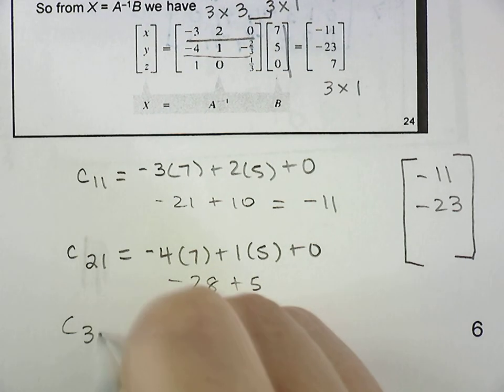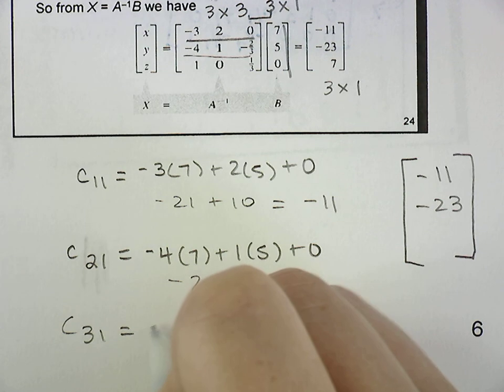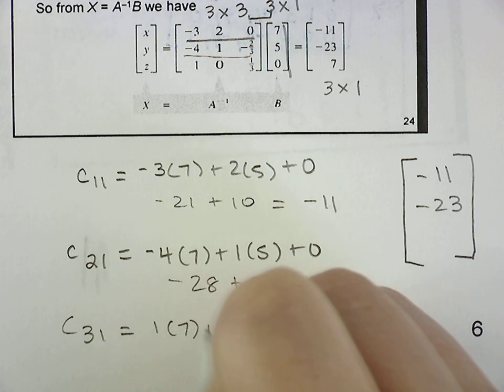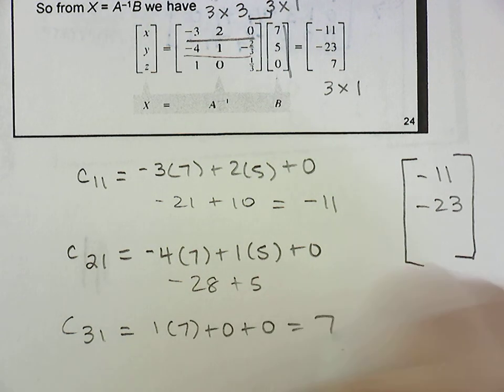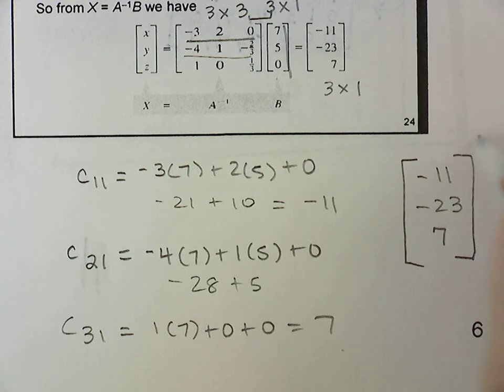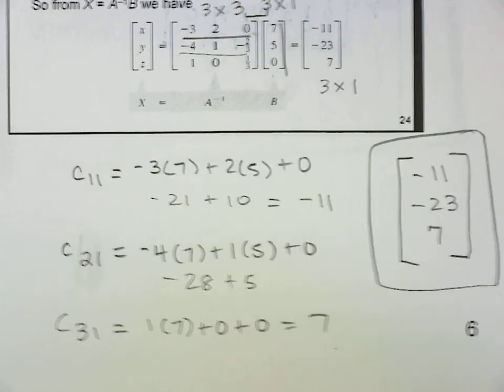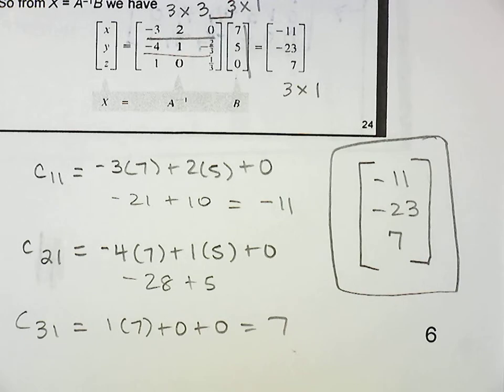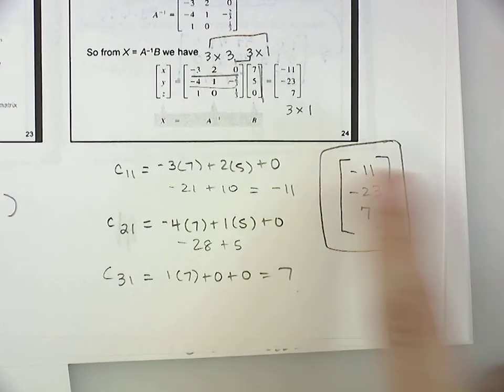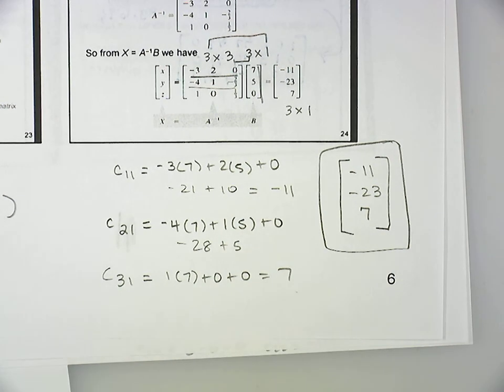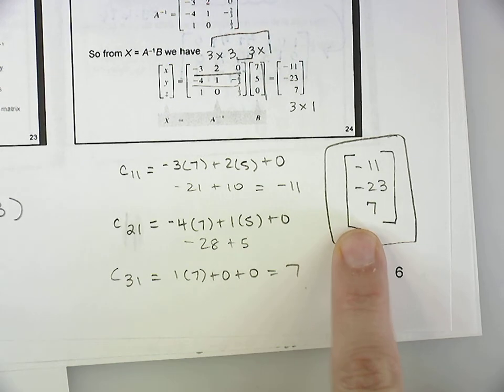Then we have the third row, first column: 1 times 7 plus 0, which gives you 7. So this is going to be your solution, your x, y, and z. And when we're using matrices, you can actually write your solution like this.